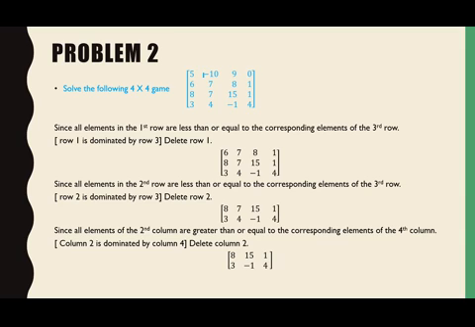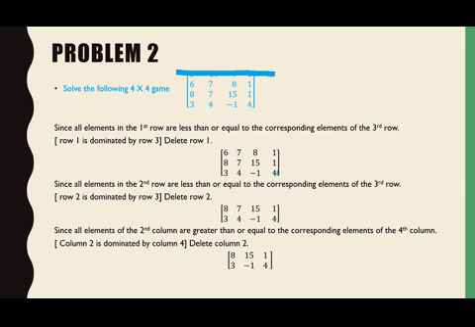5, minus 10, 9, 0; 6, 7, 8, 1; 8, 7, 15, 1; 3, 4, minus 1, 4. See here, first row and third row I compare. First row: 5 less than 8, minus 10 less than 7, 9 less than 15, 0 less than 1. So all the elements of the first row are less than or equal to third row elements. So I can delete row number 1. So I am left with 6, 7, 8, 1; 8, 7, 15, 1; 3, 4, minus 1, 4.